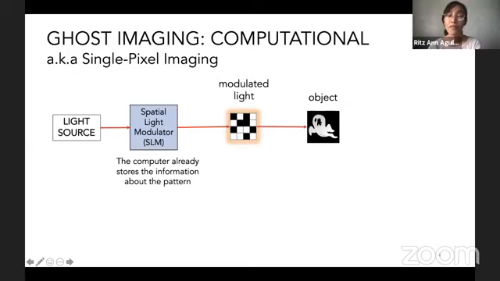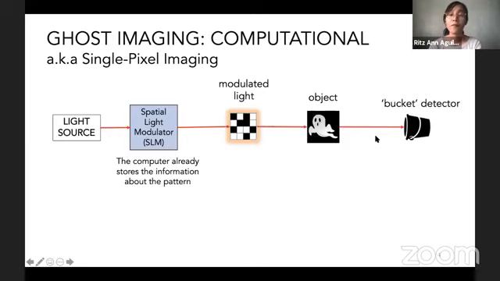So for example, for this one, it's a transparency object, and you use a single pixel detector. In this case, it's a bucket detector, which collects all the transmitted light from this transparency, from the combination of this modulated light with that of the transparency object.